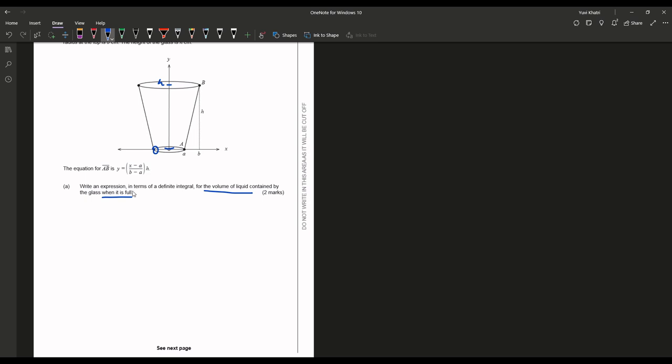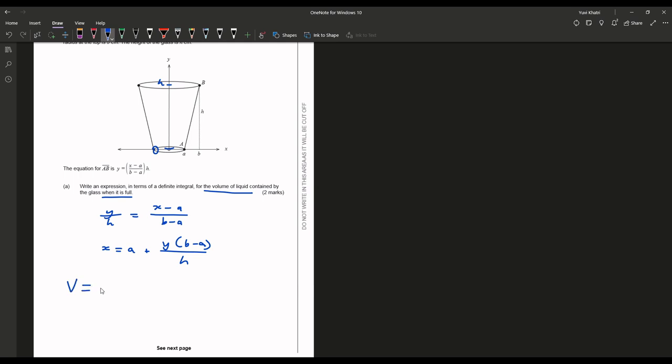That's when it's full. Now, because we're revolving around the y-axis, we need the equation to be x equals something, right? So if we rearrange this, we get y over h equals x take a over b take a. So we've got x equals a plus y times b take a over h. So that is the equation for this line, and we'll be revolving that about the y-axis from y equals 0 to y equals h.